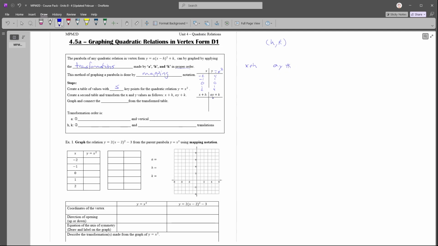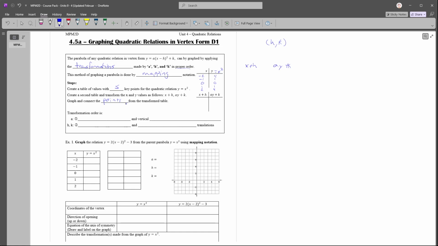That's where those values actually come from. They actually mean something. They're not just something somebody made up. It's just saying, how much do we shift horizontally? So let's take every x component and shift it by h. And we're going to take every y component, multiply it by a, and then add on k after that. Okay. So that creates a second table with this transformation. Then what we're going to do is just graph and connect the points.